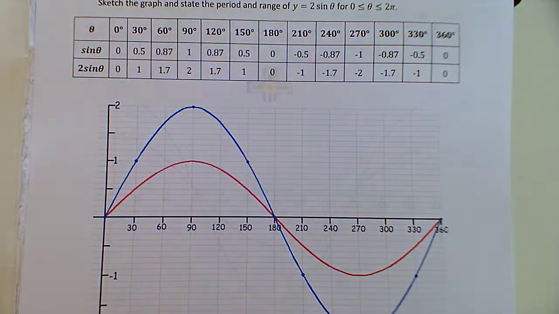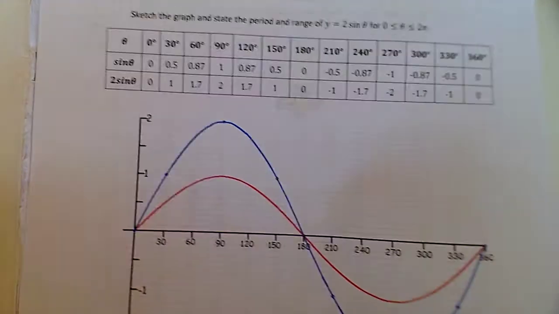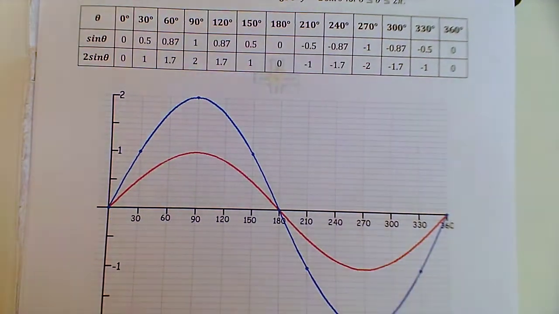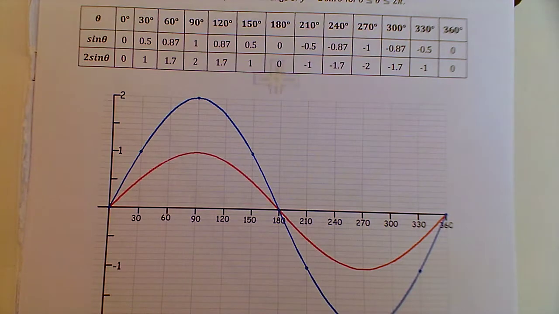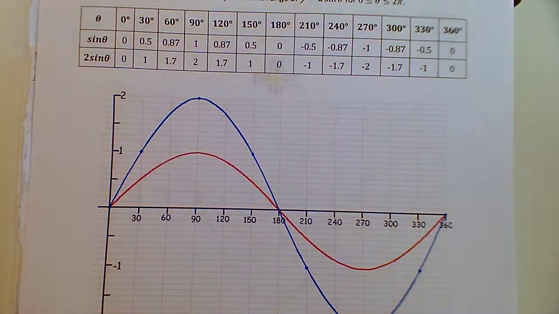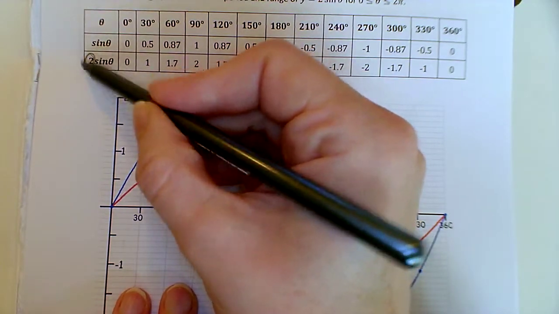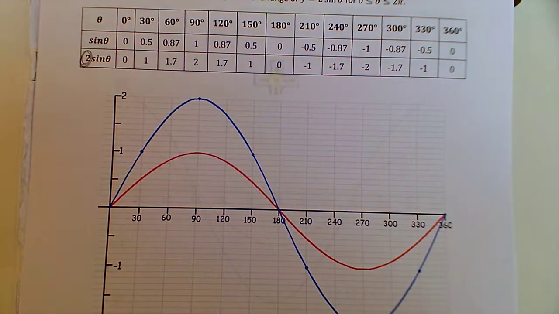Now, we're going to move on back to the notes, and I'd like you to look on page 67, that's where we're starting, and we're going to look at what happens when we multiply the function sine, cos, or tan by a number. How does that change the graph? Because it's going to change the graph in a very specific way.